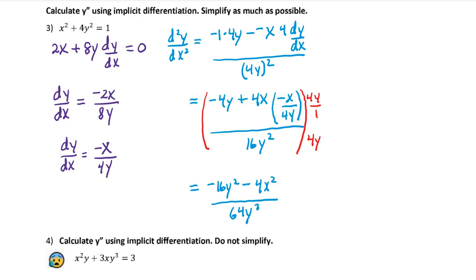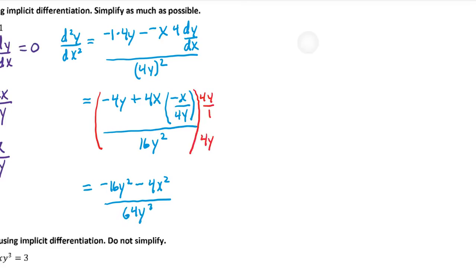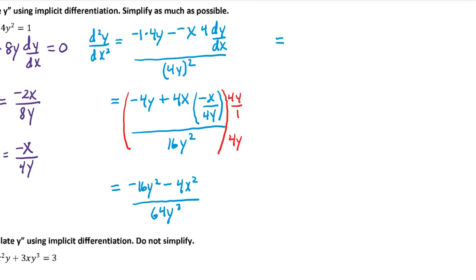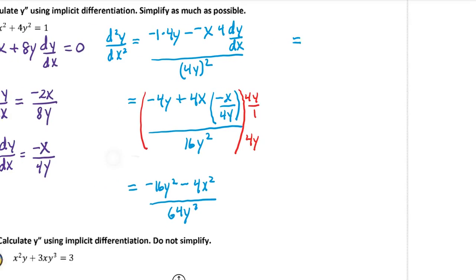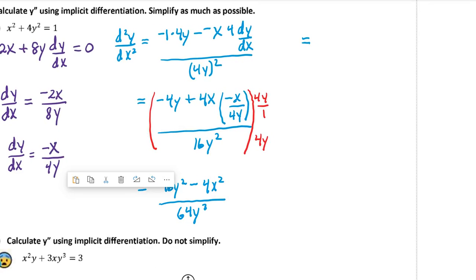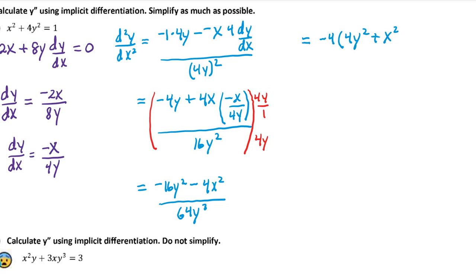All right, so at this point, let's see what we've got to clean up here. So I'm going to come over here. Okay, now my original problem was positive x squared and positive 4y squared. So I'm pretty sure that this time I can factor out a negative 4 from the numerator. That's going to leave me 4y squared plus x squared, which is what I started with. Remember, that was equal to 1, all over 64y cubed.